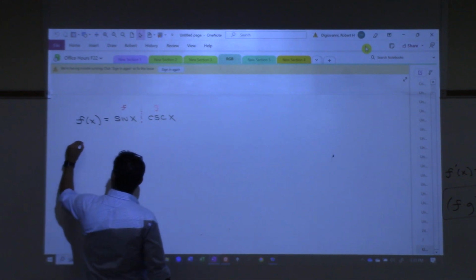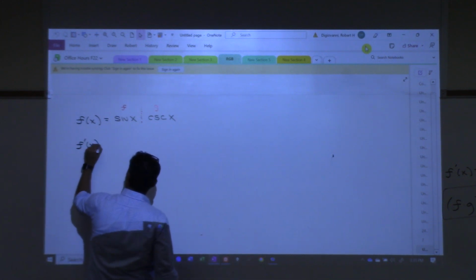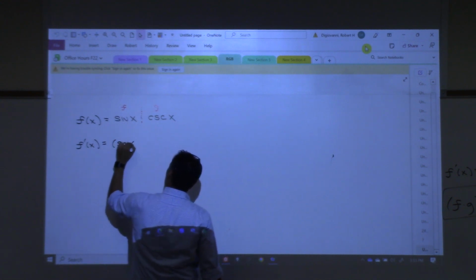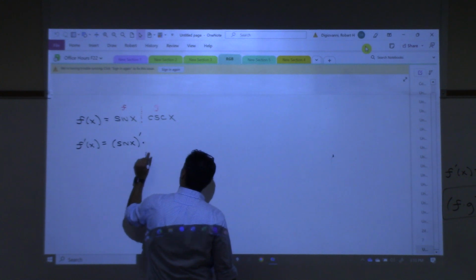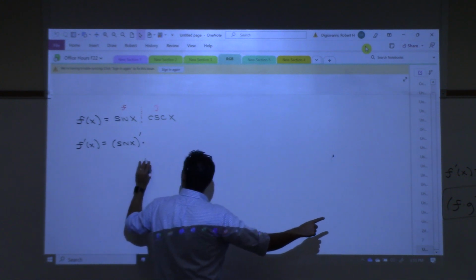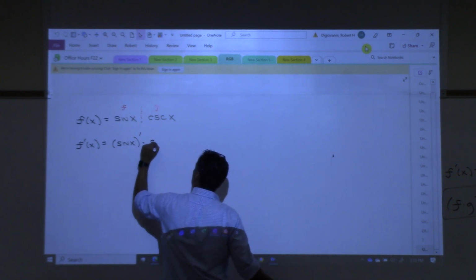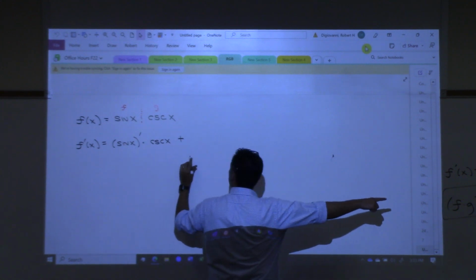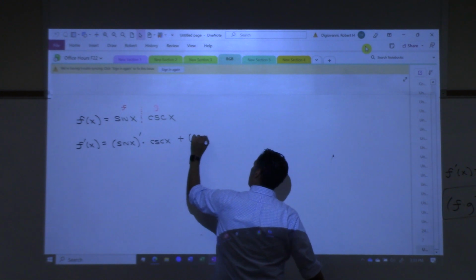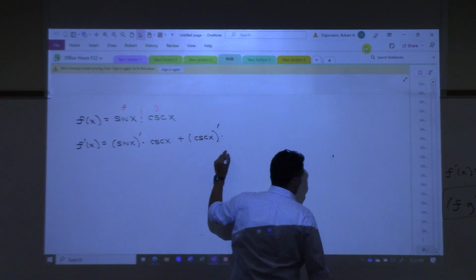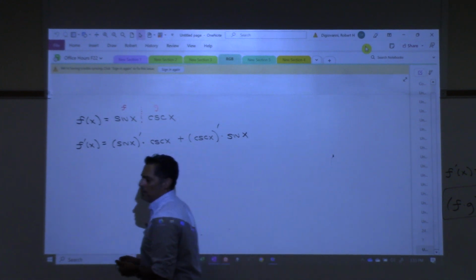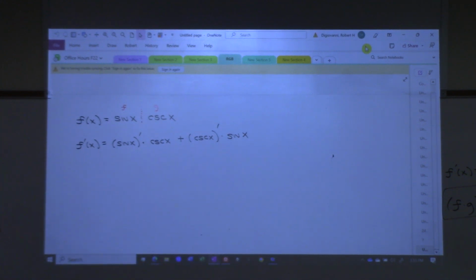So the derivative here would be, okay, I need to take the derivative of the first one, right? Times what? Cosecant x, then plus, now the derivative of the cosecant, which I'm going to do is put a prime, and then times the first function's sine. Isn't that the product rule? Yes?